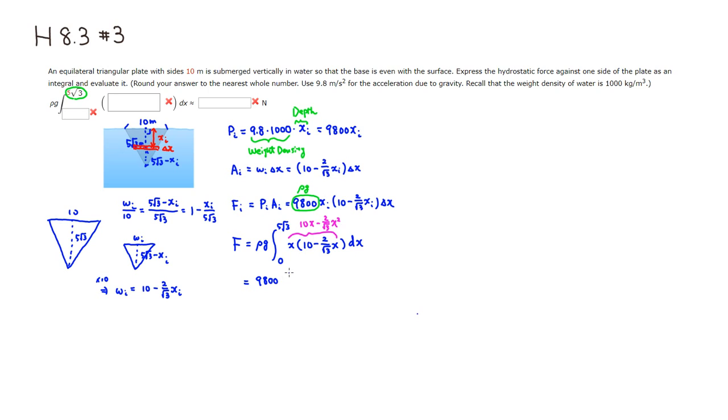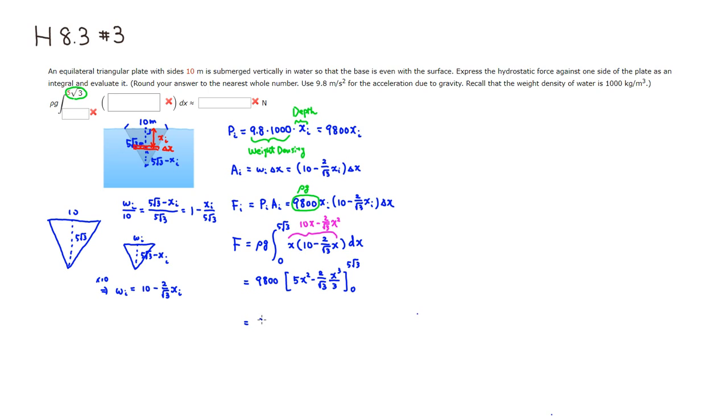Alright, so the antiderivative is going to be x squared over 2, so 10 and 2 cancel out, so it's 5x squared, minus 2 over square root of 3 times x cubed over 3. Alright, so we have that. Then we're going from 0 to 5 square root of 3. Alright, so let's simplify that.